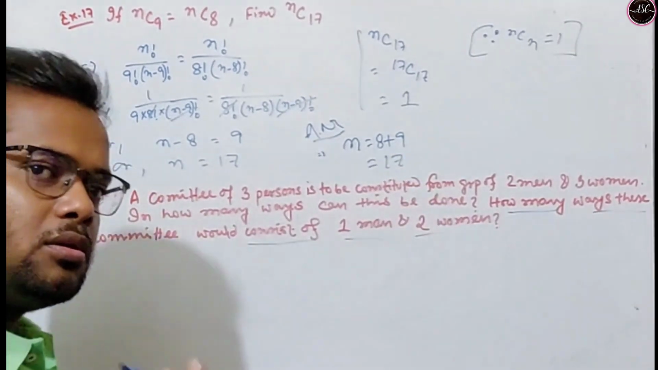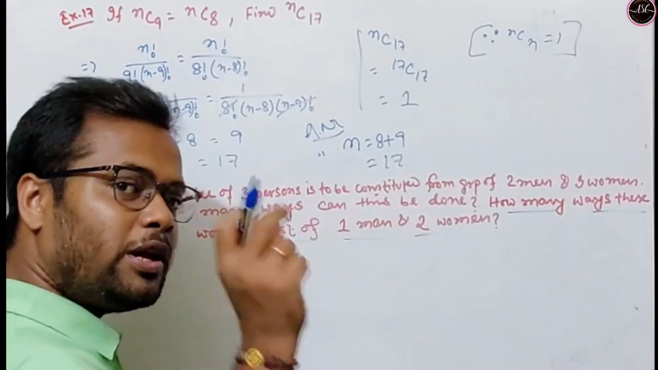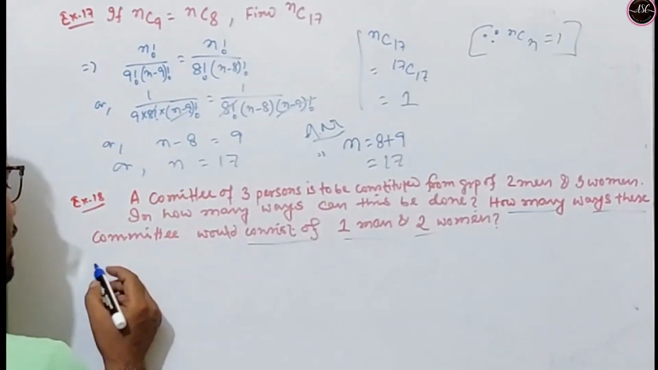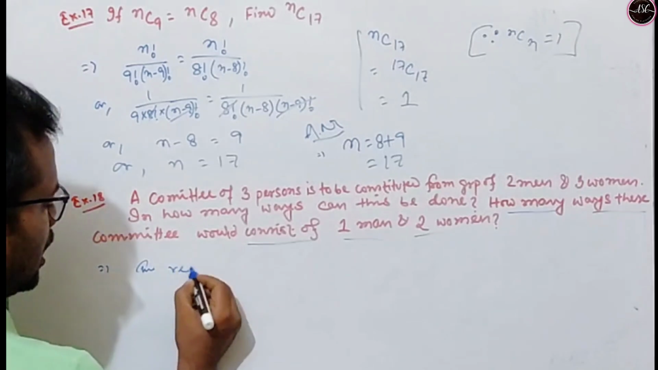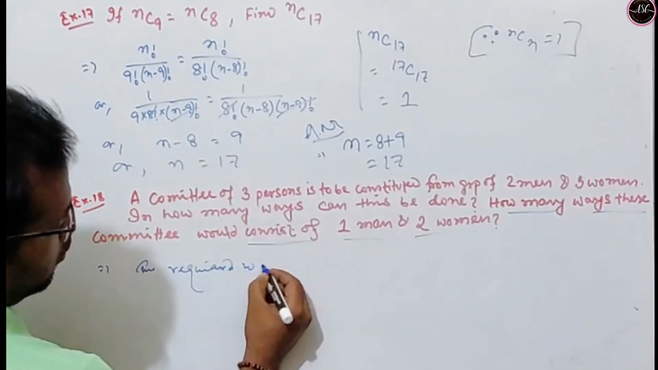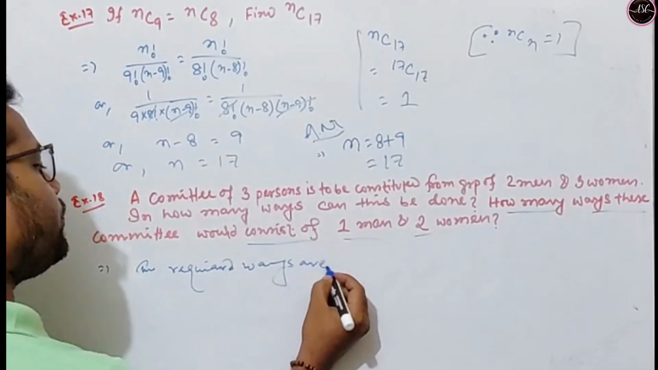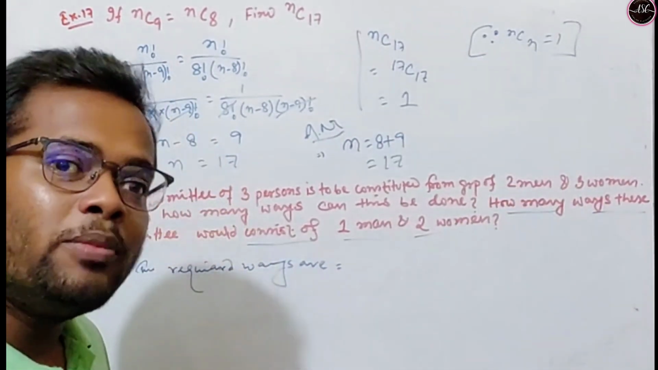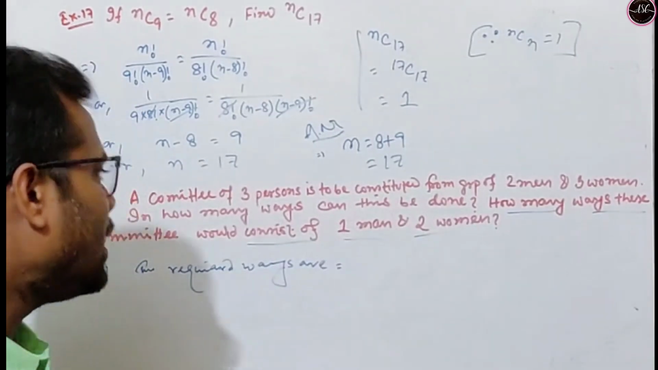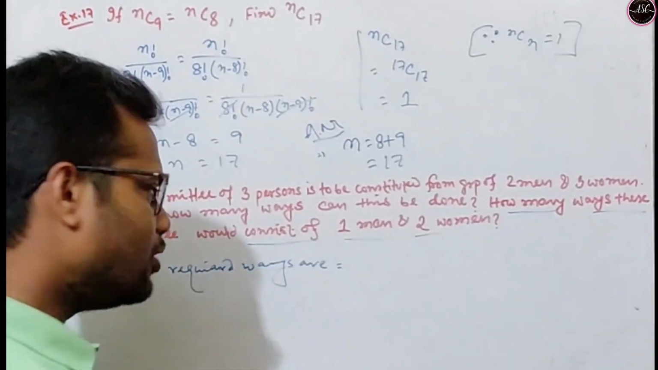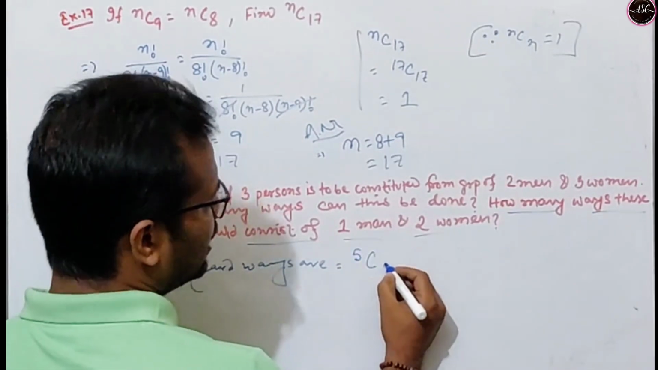The problem states that there should be 1 man and 2 women in a 3-person committee. For the first part, the required ways: the total number of men and women is 2 plus 3 equal to 5, and from 5, 3 persons should be selected. How many ways? Just 5C3 ways.